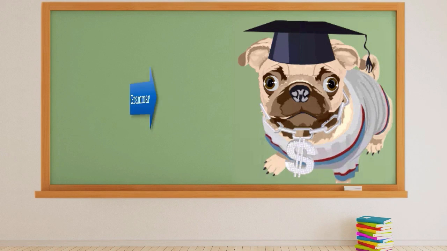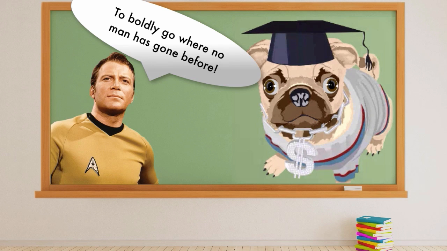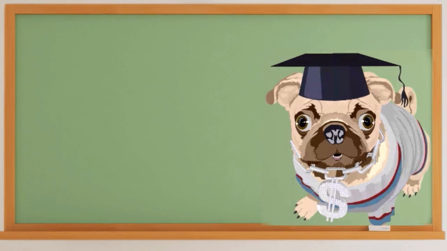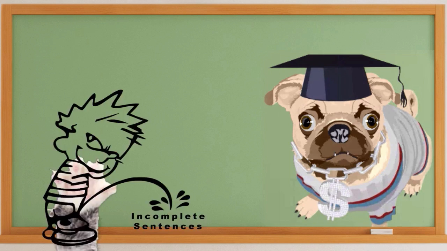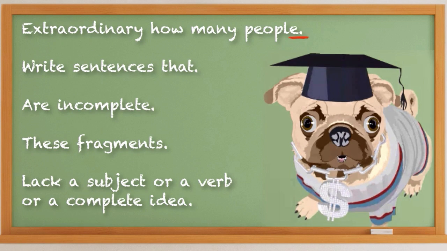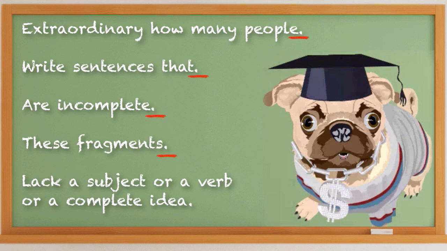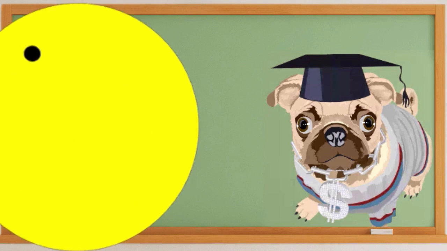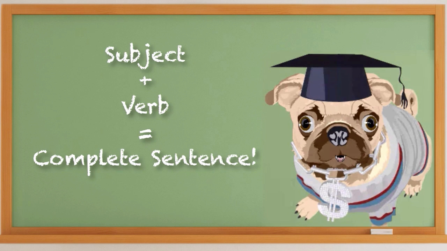Now to briefly turn to grammar, or should I say, to turn briefly to grammar. I hate those split infinitives, but I love Star Trek. I'm going to look at two common errors I see daily. Number one, incomplete sentences. Extraordinary how many people write sentences that are incomplete. These fragments lack a subject or a verb or a complete idea. Remember, you need a subject and a verb for every complete thought.